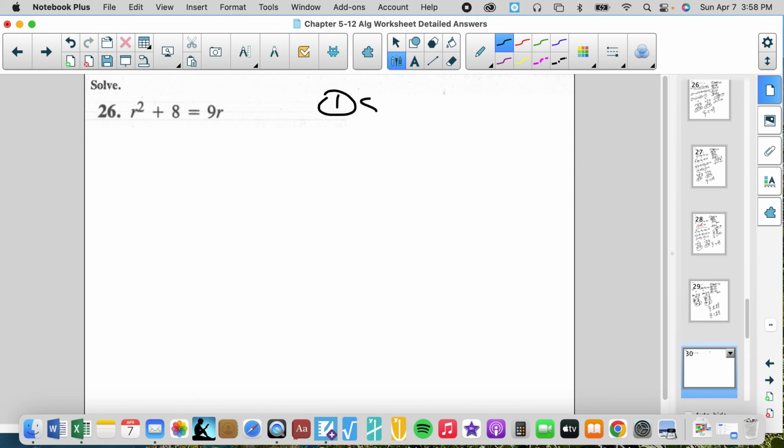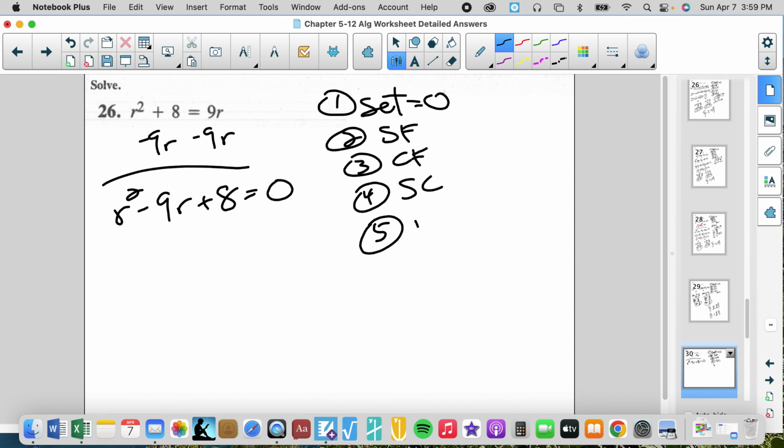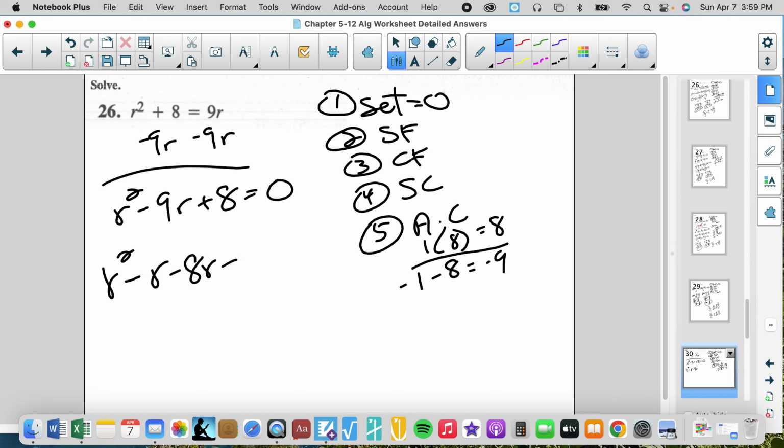Let's set equal to 0. Minus 9r, minus 9r. R squared minus 9r plus 8 equals 0. It's already in standard form. There is not a common factor. It is not a special case. So we do our a times c, which is 1 and 8, which is 8. Signs are the same. Both are negative. That's my middle. R squared minus r minus 8r plus 8 equals 0.